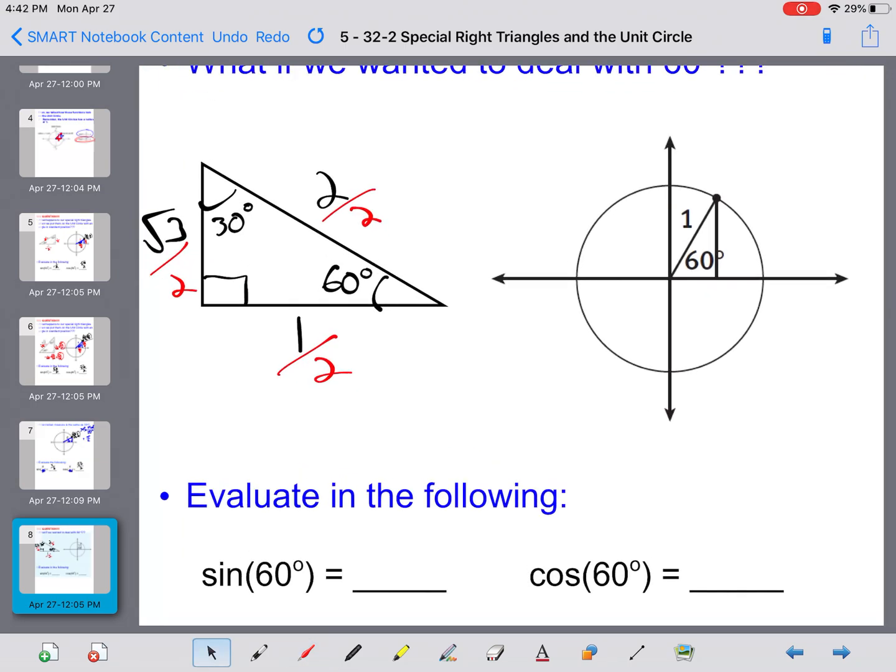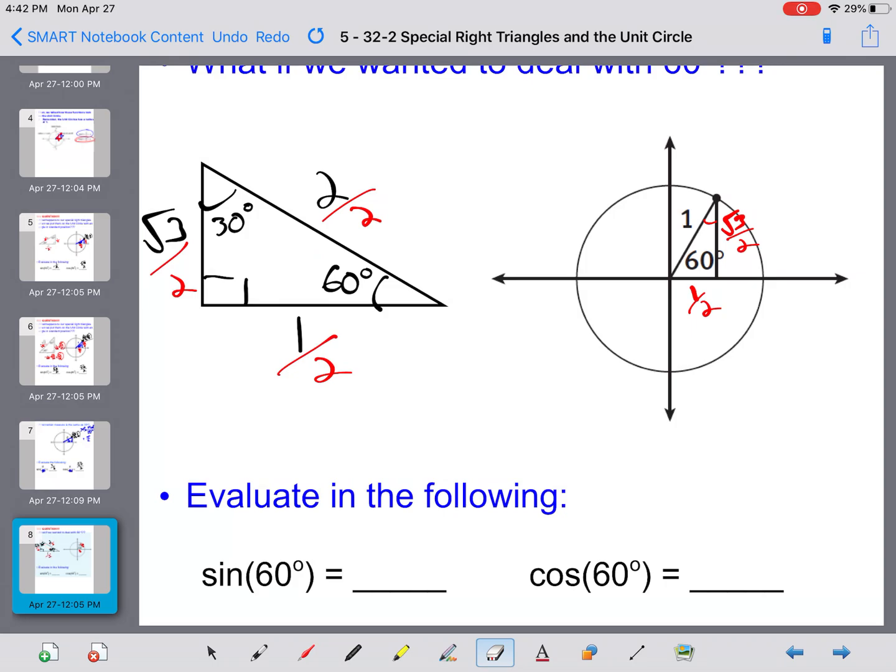But what happens here is that across from the 60 is the root 3 over 2. So this side here becomes root 3 over 2, because that's across from 60. And then across from the 30 is the 1/2. Because the 30 is up here, this side here becomes the 1/2.